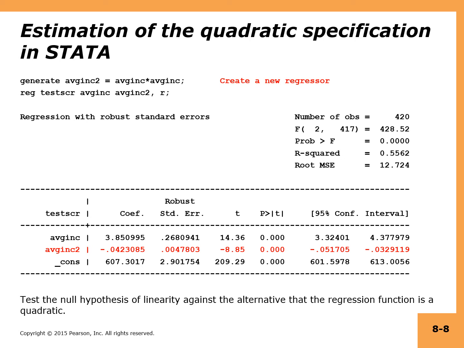So how do you estimate the quadratic specification in Stata? It's pretty simple. First, you need to create an income squared variable. The way you do that is generate avginc2, which is a variable name, by multiplying the income twice. And then you just regress test score on income and income squared.